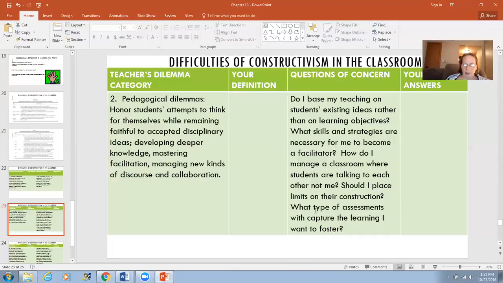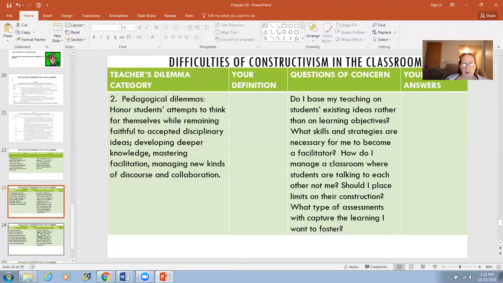So there's a typo there. So what type of assessment will capture the learning I want to foster?